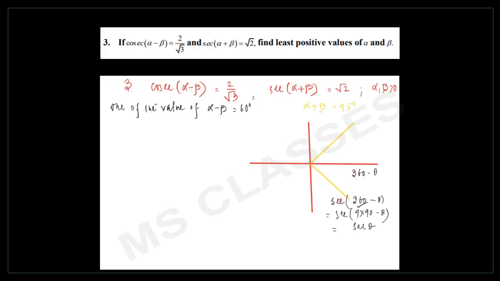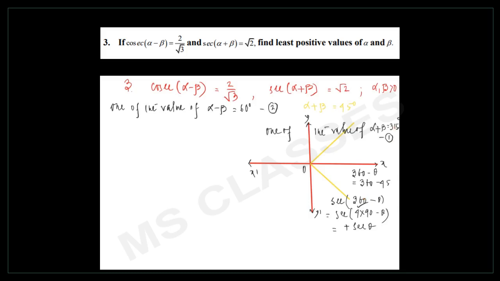Fourth quadrant. Fourth quadrant, sec is what? Positive. So we can write this angle as 360 minus 45. So now we can say that one of the values of alpha plus beta is 360 minus 45, which is 315. Now if we proceed, suppose this is equation 1 and this is equation 2.